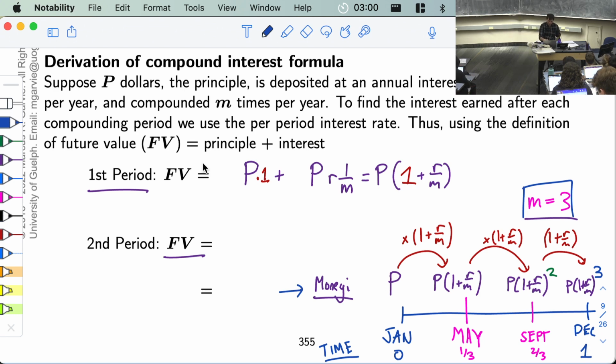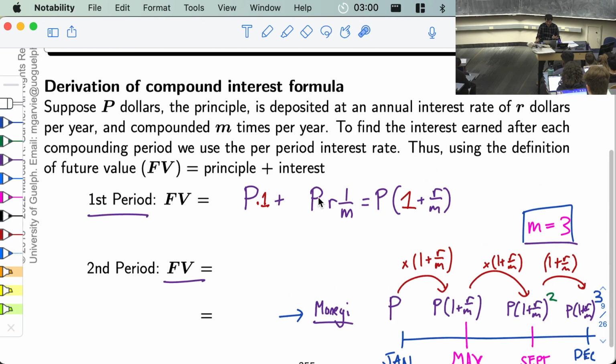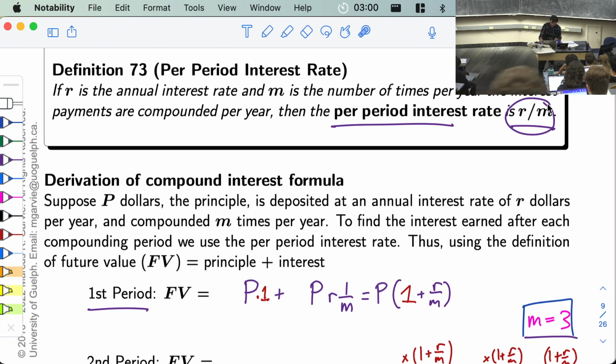So last class, we did the first one. We did how much money we have in May, and we came up with this formula, P times, open bracket, 1 plus R over M. How did we get P times 1 plus R over M? It was the sum of 2 terms. It was P, the amount of money we started with, and then P times R divided by M is the amount of interest we got just from January to May. And it's R divided by M because that is the per period interest rate.